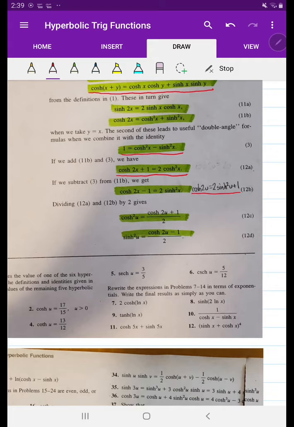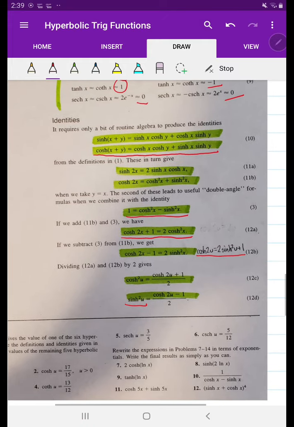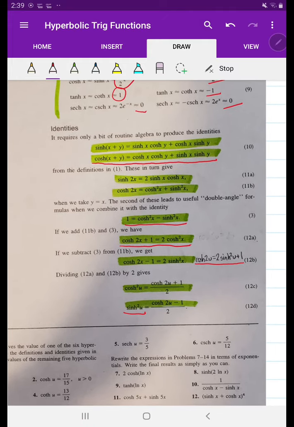So I'm just moving the 1 over to the other side to get that second identity. And then if we want to divide everything by 2, well, if we were to take cosh 2u plus 1 divided by 2, that gives us cosh squared, and then cosh 2u minus 1 divided by 2 will give us sinh squared. So at the end, these are all just identities that we're going to be using in our algebra to kind of roll through some of this stuff here.